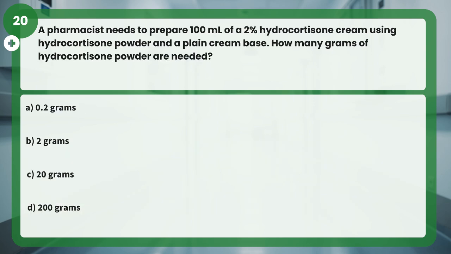Question 20. A pharmacist needs to prepare 100 milliliters of a 2% hydrocortisone cream using hydrocortisone powder and a plain cream base. How many grams of hydrocortisone powder are needed? A. 0.2 grams. B. 2 grams. C. 20 grams. D. 200 grams.